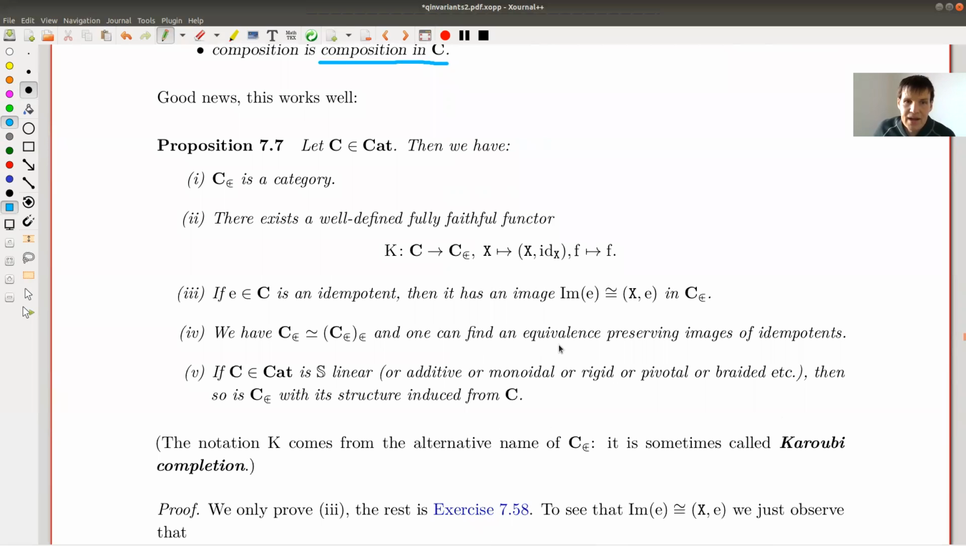Yeah, and it has some nice properties. So let's just discuss the properties. And yeah, whatever. So it's a category. It's built to be a category, so don't worry about it too much.